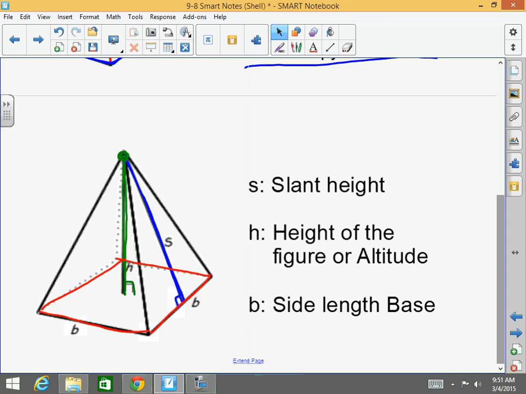We still have plenty of time to go over the examples. So do you have any questions at all on prisms or pyramids? Yes, sir. Thank you, my brother.